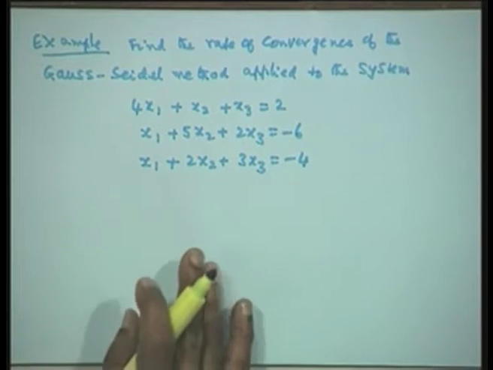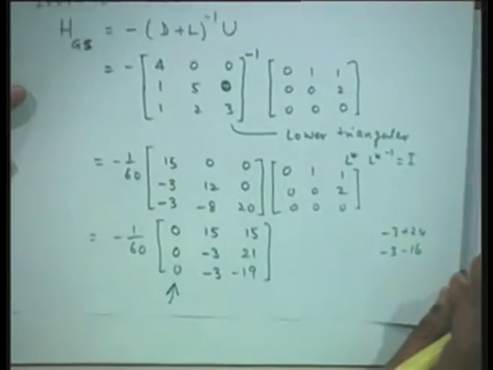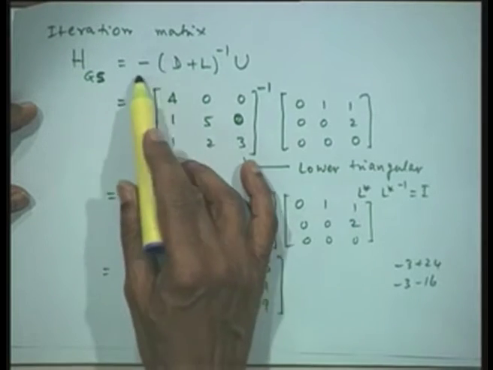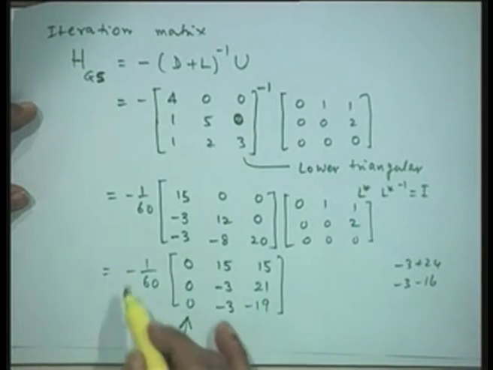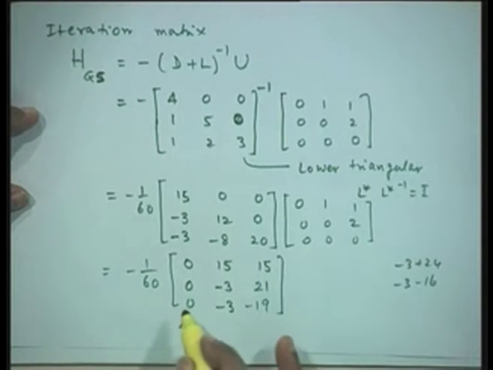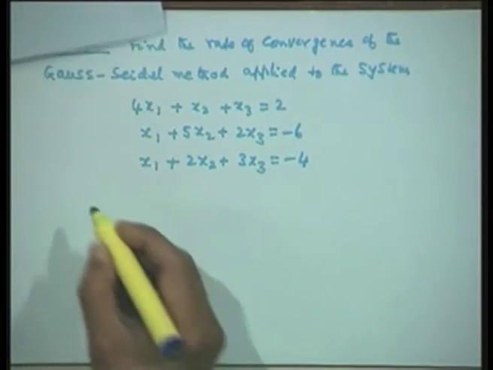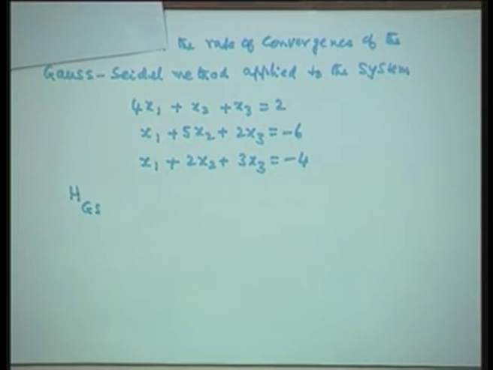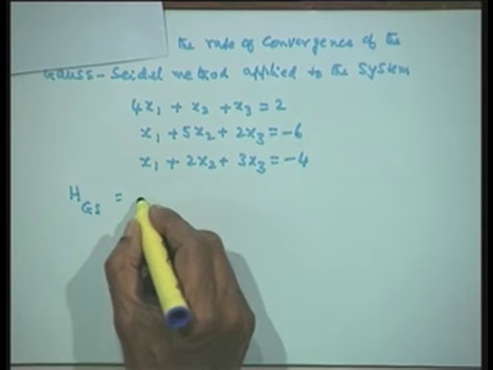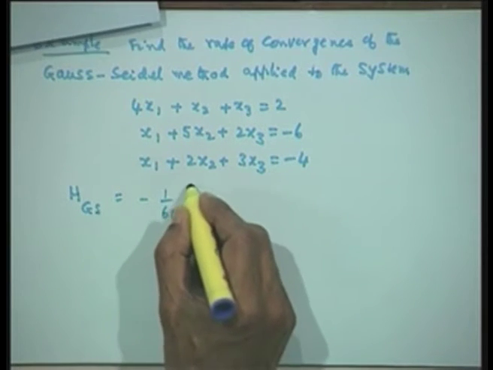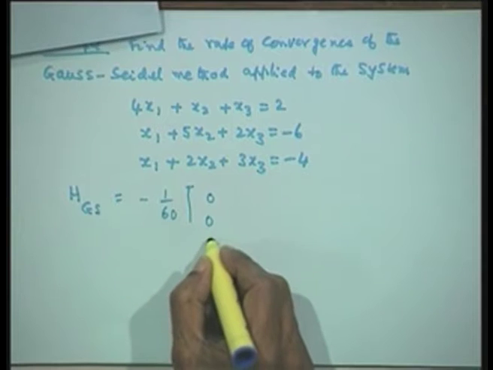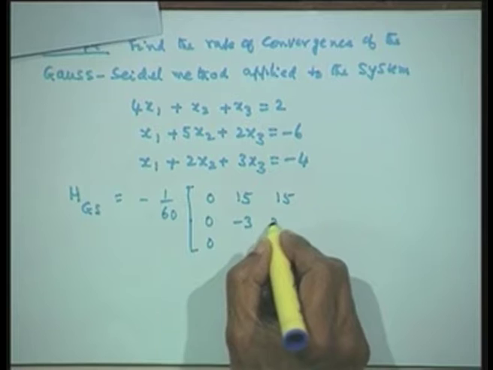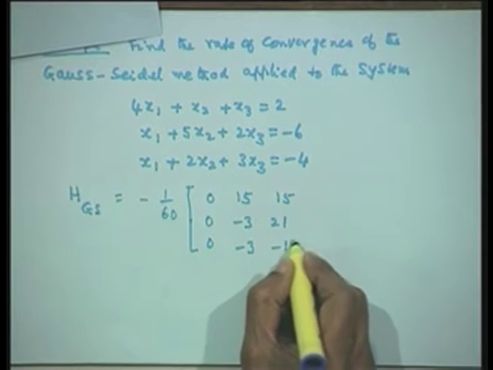Now, for this matrix, if you look back at your notes, we derived this particular iteration matrix for the Gauss-Seidel method. We obtained minus D inverse of L plus U, multiplied it and got this as the iteration matrix. So, let us pick up this iteration matrix and use it here. The iteration matrix H for Gauss-Seidel, written with suffix Gauss-Seidel, is equal to minus 1 upon 60 times the matrix with rows 0 0 0, 0 15 15, and minus 3 21 minus 3 19.